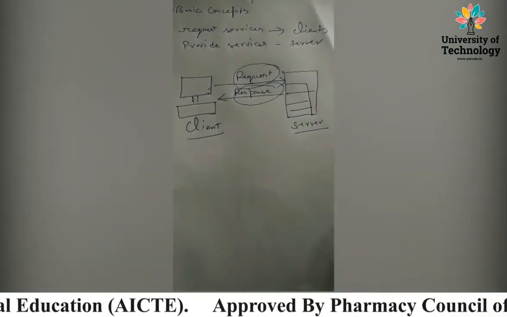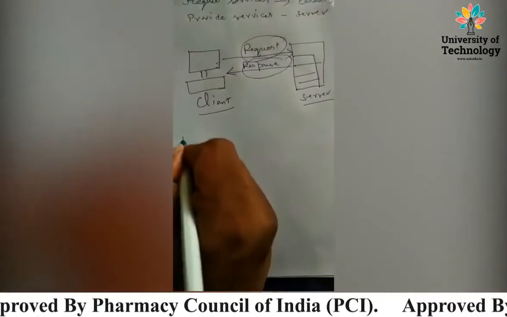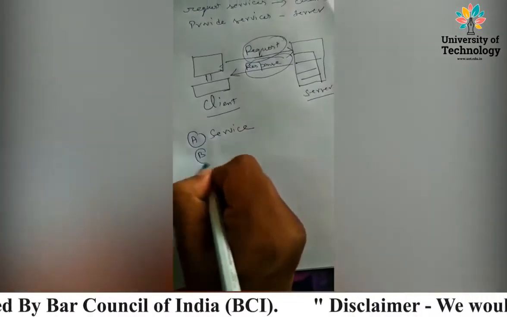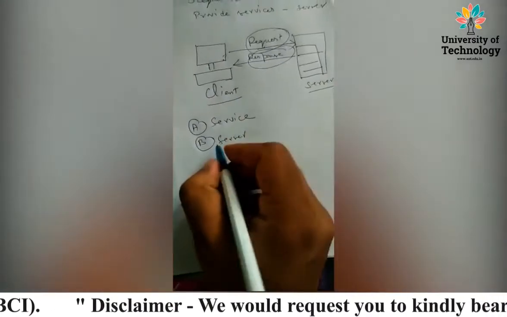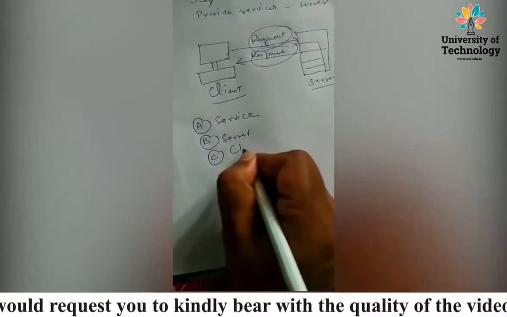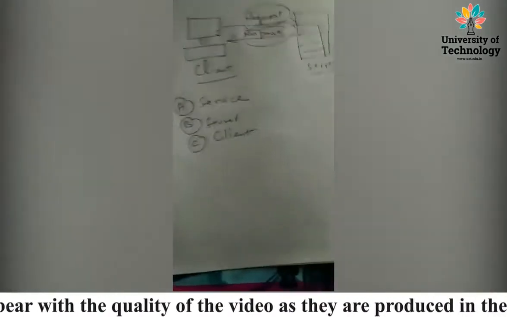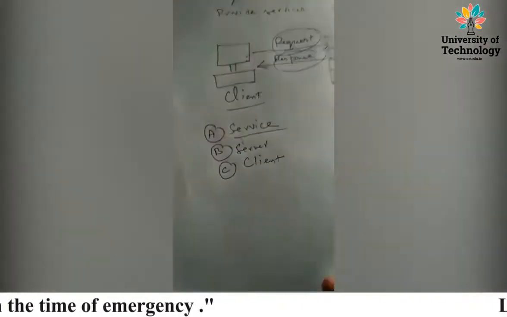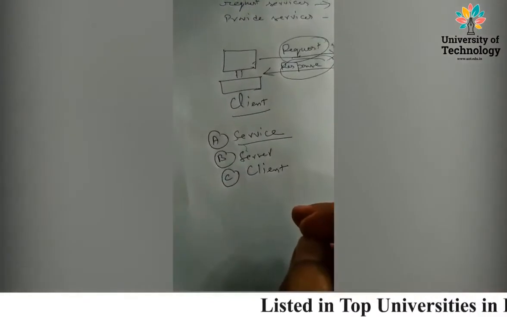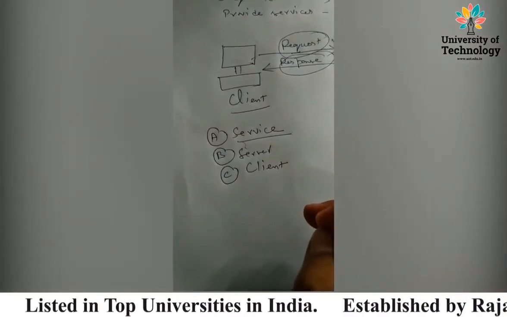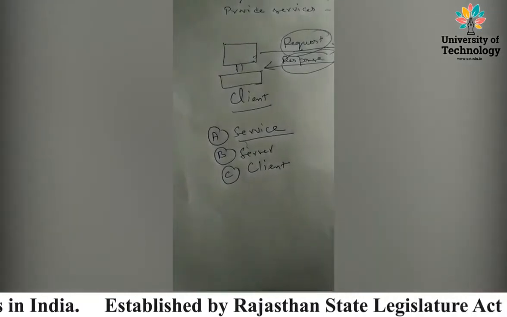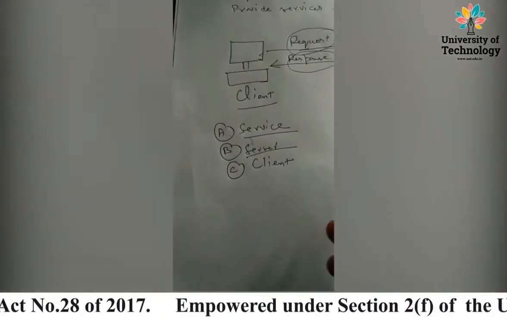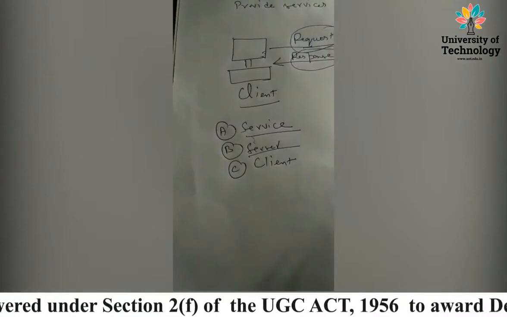A more detailed client-server model has three components. First, service. Second, server. And third, client. A service is a software entity that runs on one or more machines. It provides an abstraction of a set of well-defined operations in response to applications' requests. Now, server.